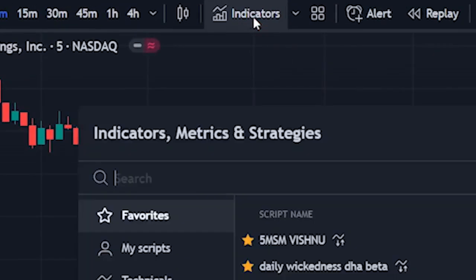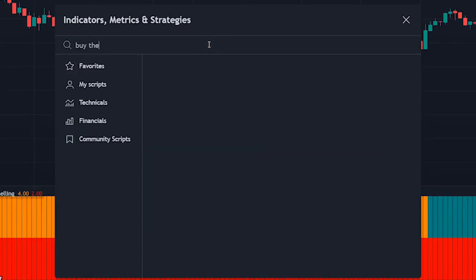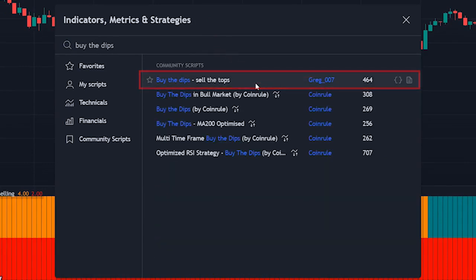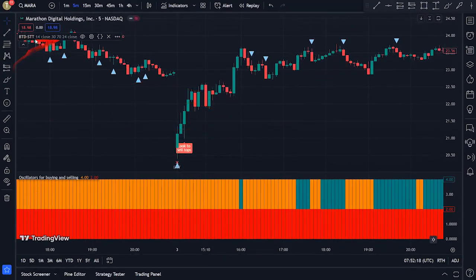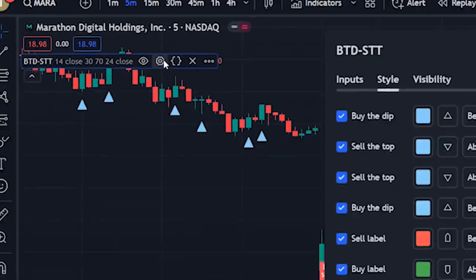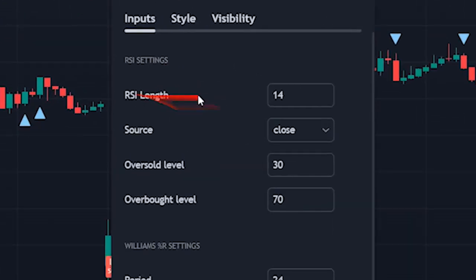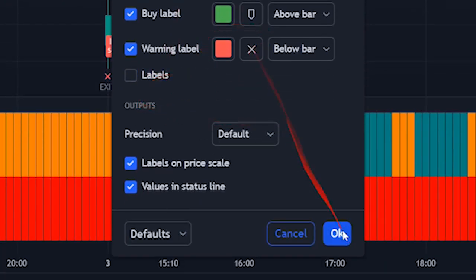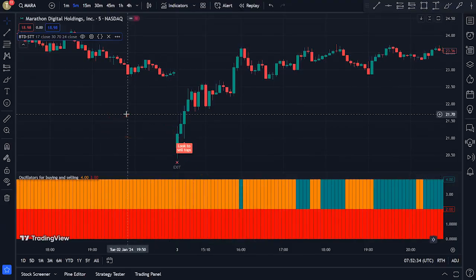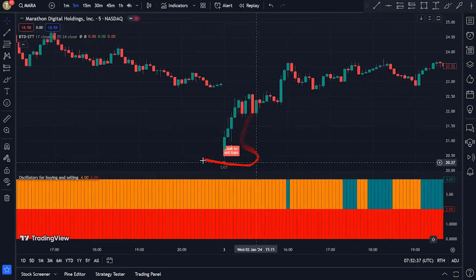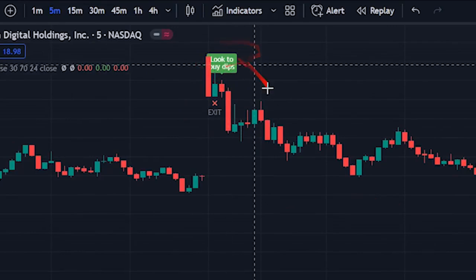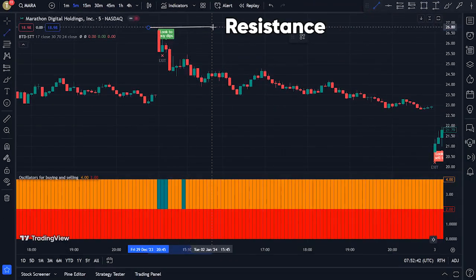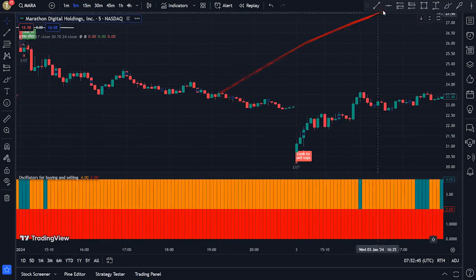For this, go to the Indicator tab and search for Buy the Dip, Sell the Top. Click on it. Go to its settings and apply the changes. This indicator is wonderful, and as you can see, it gives signals where the prices don't cross that limit anymore. It's kind of like support and resistance levels, with the difference being that it gives accurate signals.